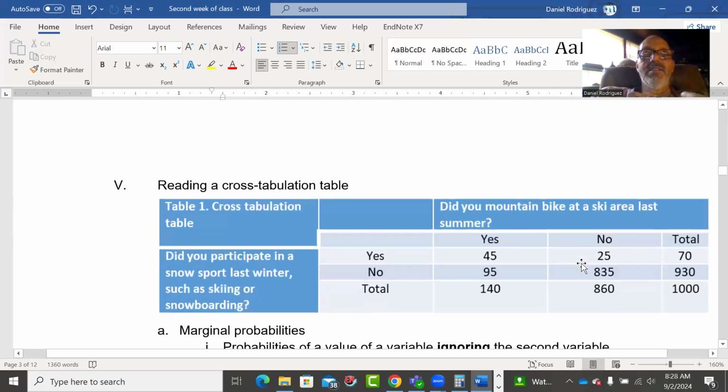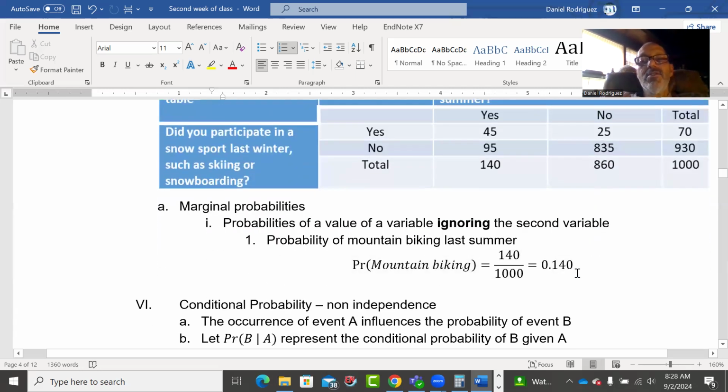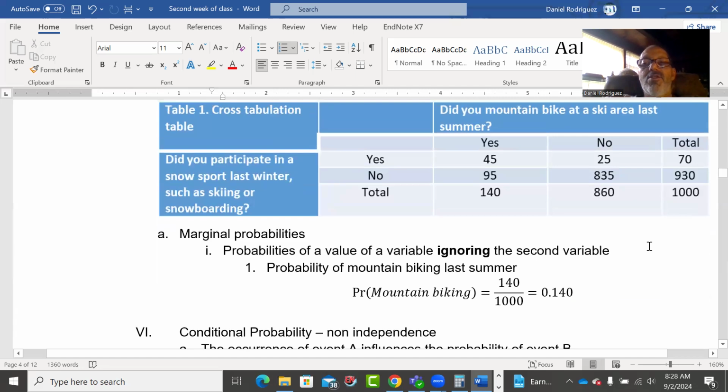It makes sense too, because people love pets, they're more likely to own a cat if they own a dog, or vice versa. This is what we call a cross-tabulation table. We're going to look at this table. Things that we want to know are marginal probabilities, conditional probabilities, and joint probabilities.